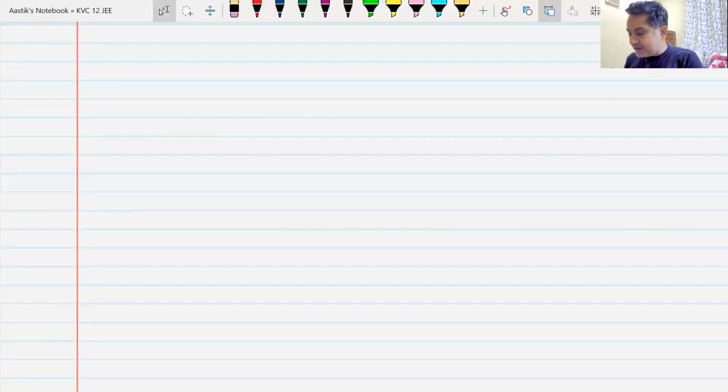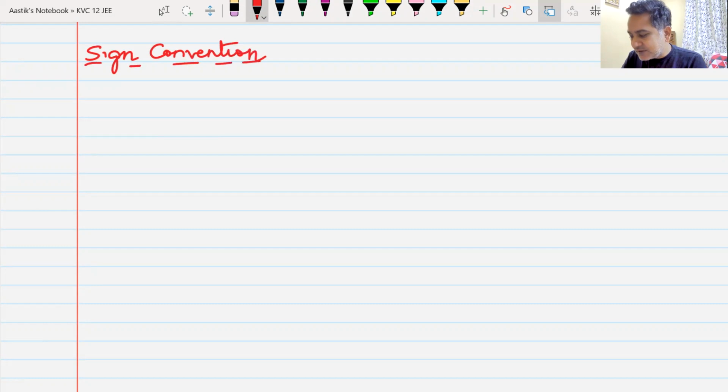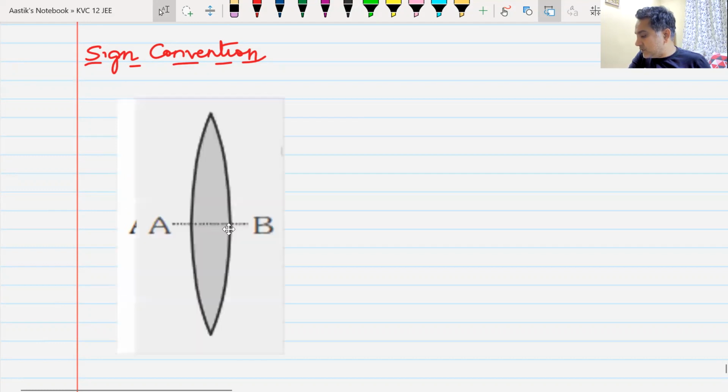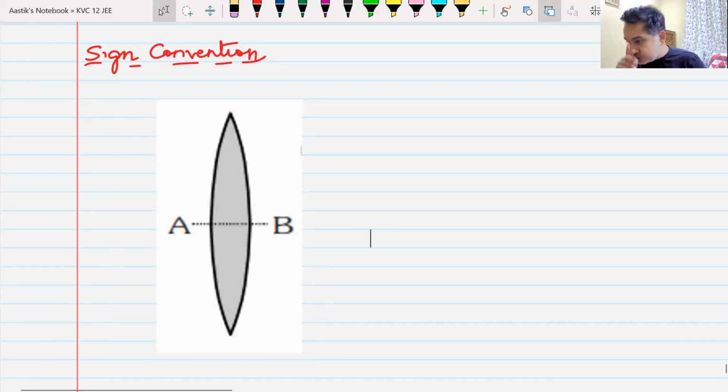And the next heading is known as your sign convention. Sign convention for your lenses. Now, this is nothing new. We have already done it, so we will just go through it quickly because all of us know it beforehand. I might be showing it for a convex lens, but whatever be the type of lens, this convention holds true. So this is the lens that I have.